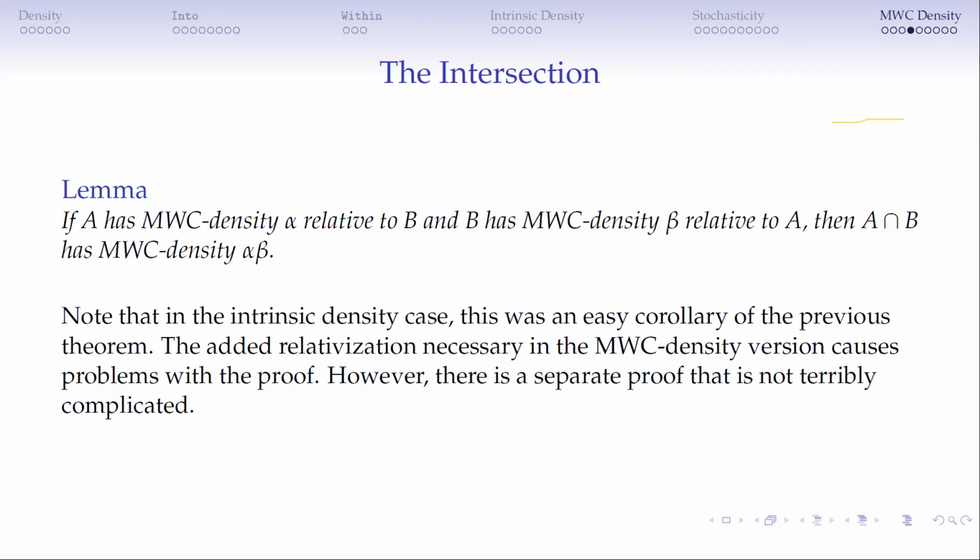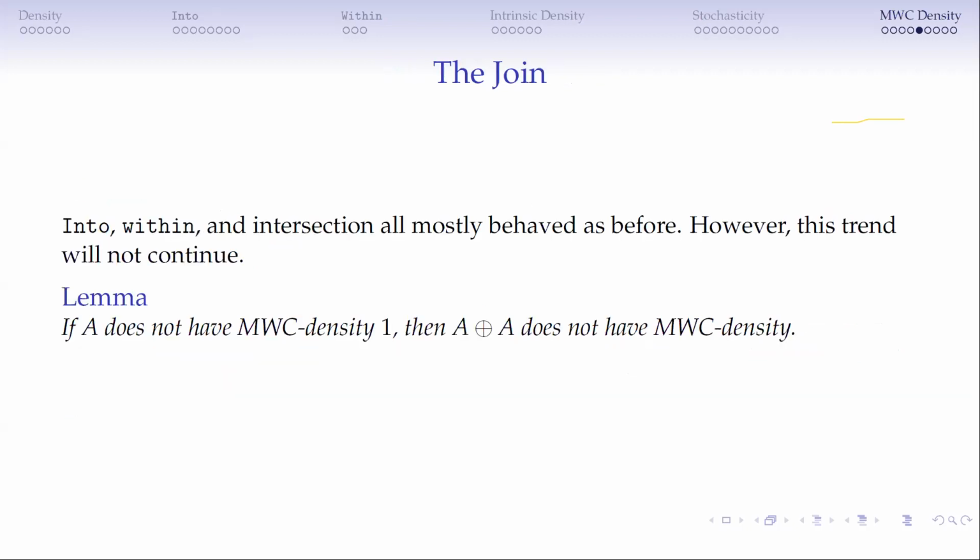So far, into, within, intersection, all good. All of them behave pretty much the same way. But things start to go off the rails with the join.